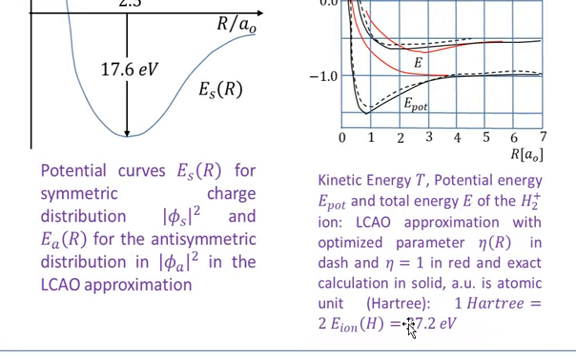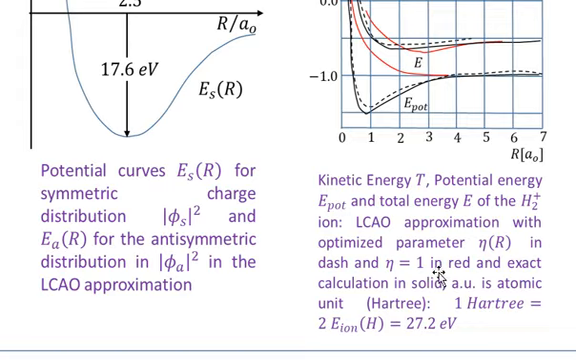So let me read the caption. Kinetic energy T, potential energy E pot, and the total energy E of the hydrogen singly ionized molecule in LCAO approximation with the optimized parameter eta of R in dash. Here I am using the term eta of R, which will be explained later, but here you only remember that this is the LCAO approximation in which the parameter eta of R has been optimized and is shown by the dashed line. Since this is due to the optimization of the parameter, its solution will be very close to the exact solution given by the solid black line.